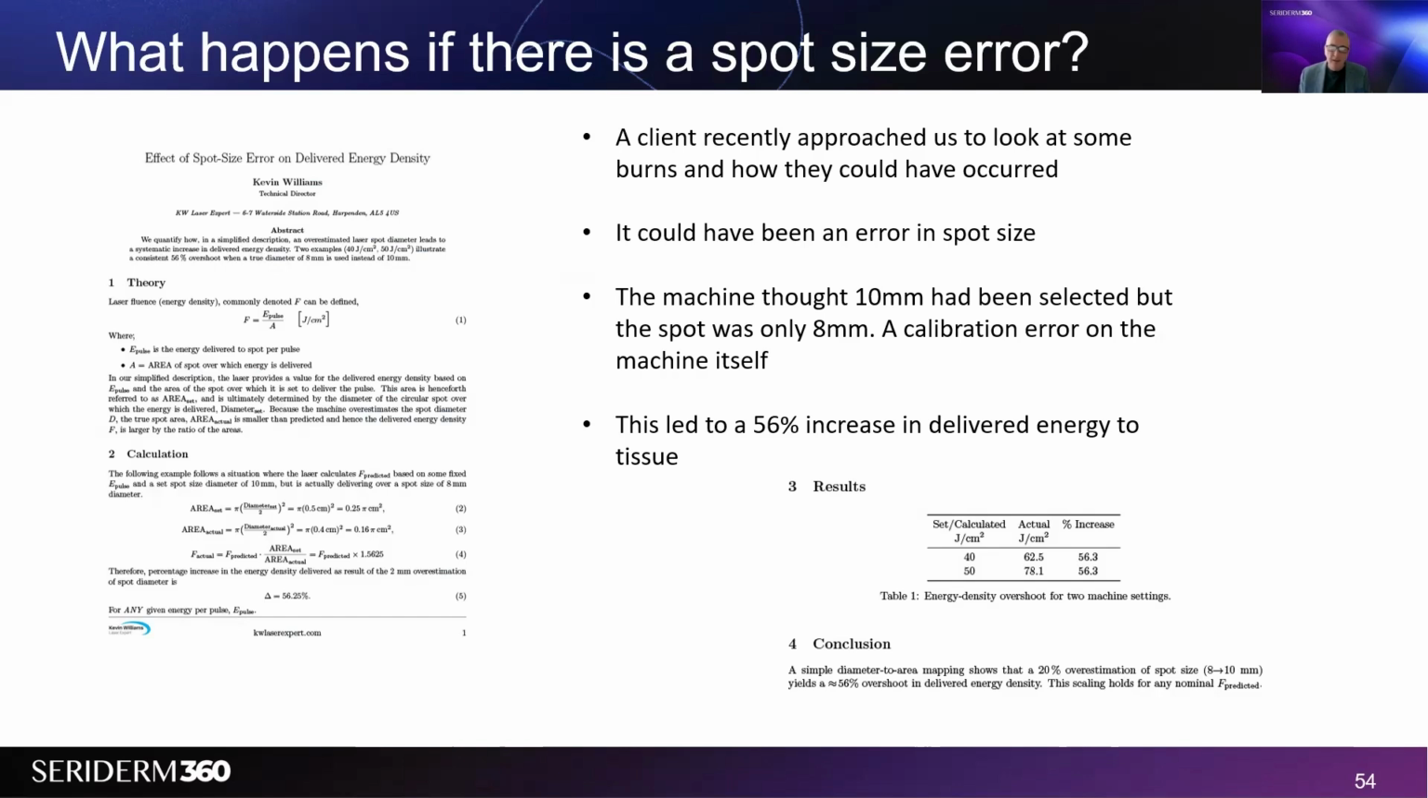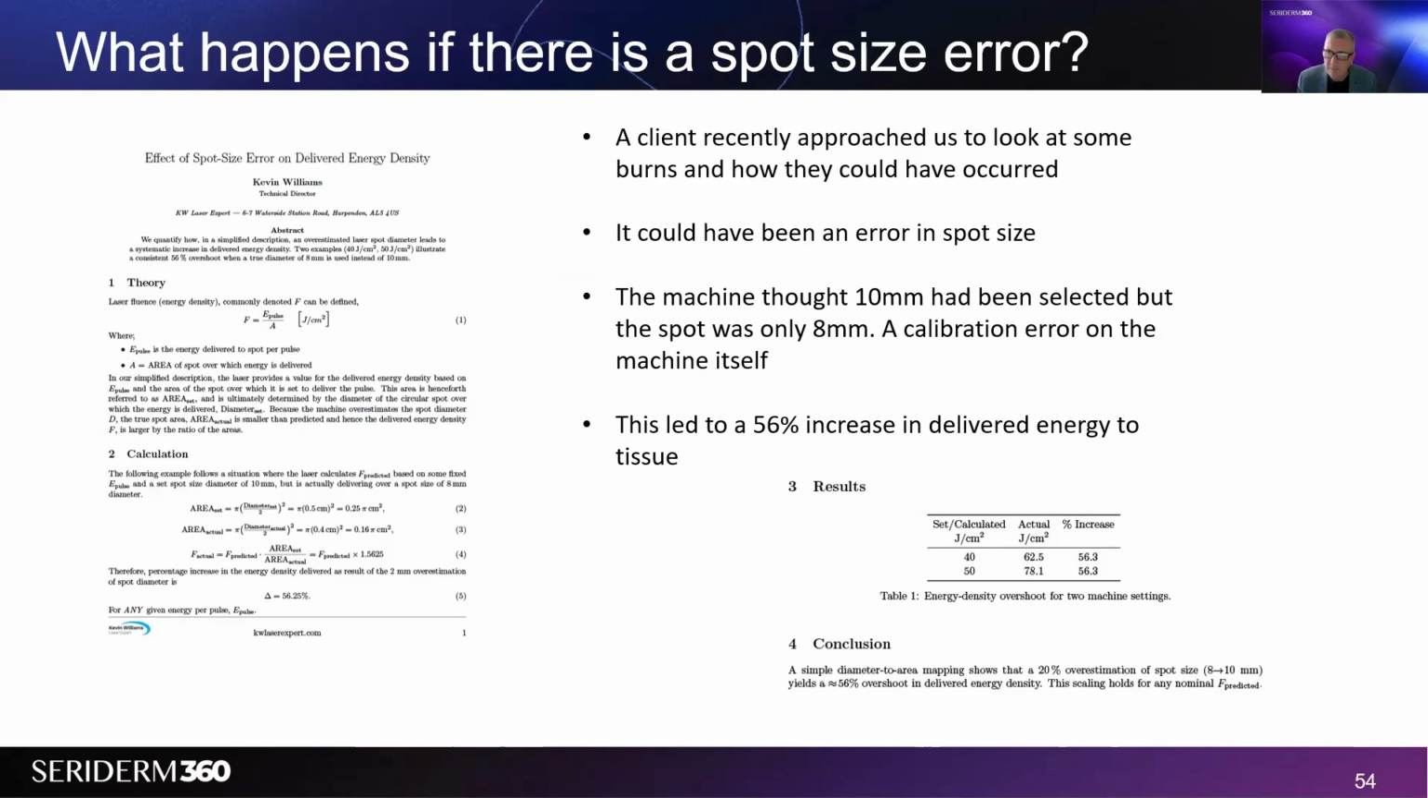But actually, what had happened, because they created a burn, a company went in then to calibrate the machine. And what they actually showed is that the machine, instead of it being a 10 millimeter spot, was actually only 8 millimeter. There was a calibration error on the machine. So whilst on the machine, you touched the screen and it said it was 10 millimeter, the measured beam was only 8 millimeter. And if you read this paper, which is very scientific, okay, this leads to a 56% increase in delivered energy. So if the machine was at 40 joules per centimeter squared, instead of being 40, it was 62 and a half joules per centimeter squared.